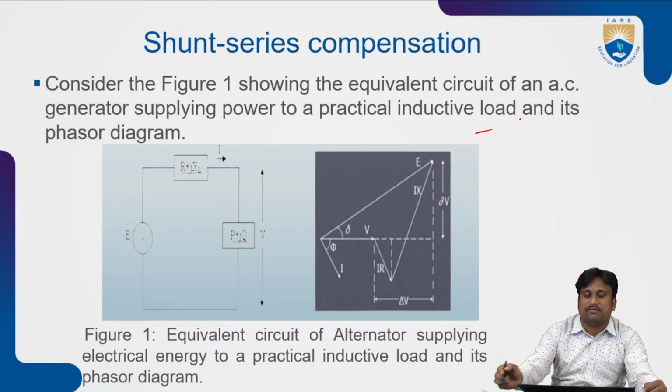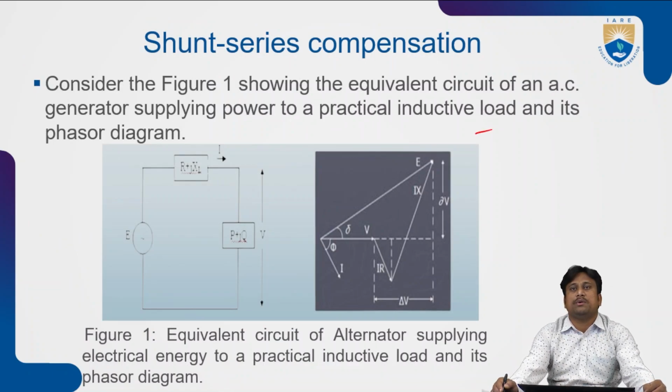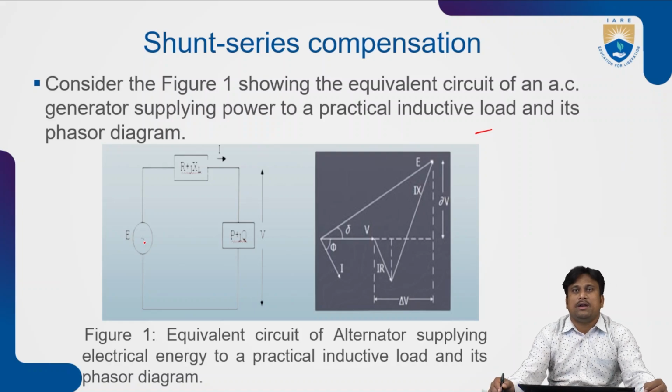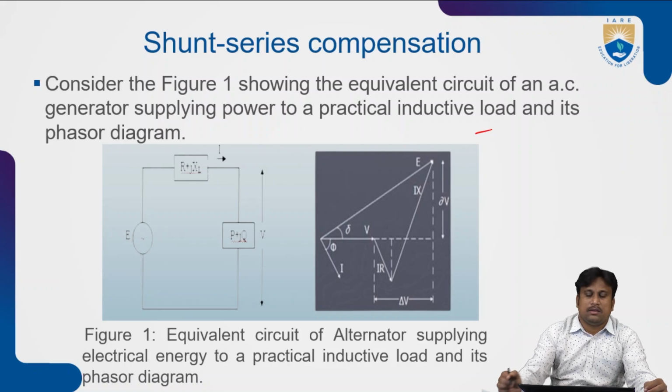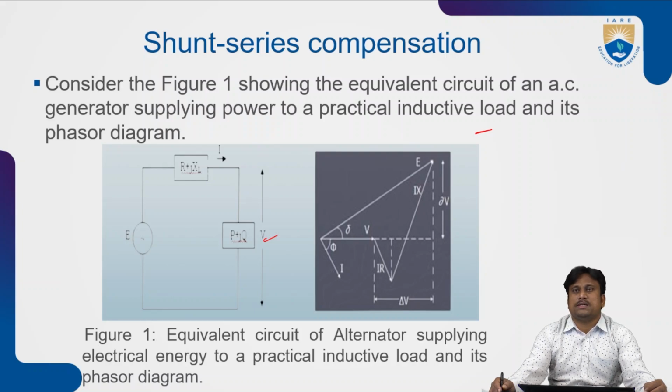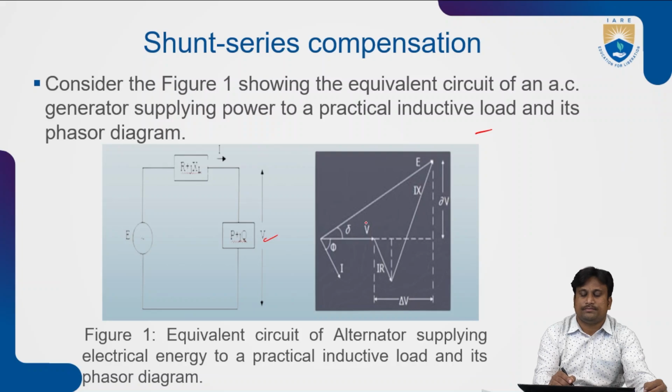Here I am showing a figure that represents the equivalent circuit of an AC generator supplying power to a practical inductive load, along with its phasor diagram. The diagram shows the source voltage E, the impedance R plus jXL, and real and reactive power as P plus jQ. The voltage appearing at the load is V, and the total current flowing through the circuit is I. The reference phasor selected here is V.